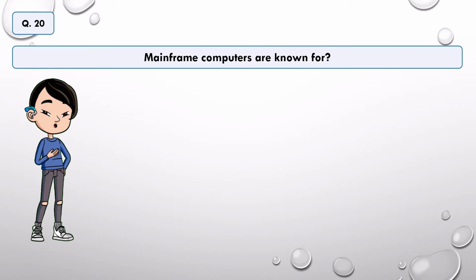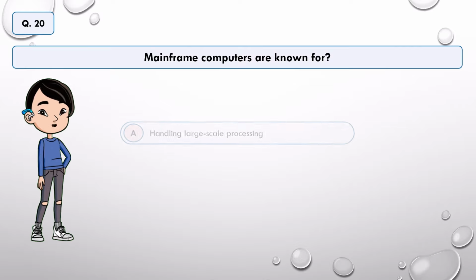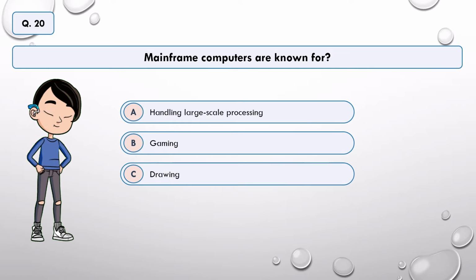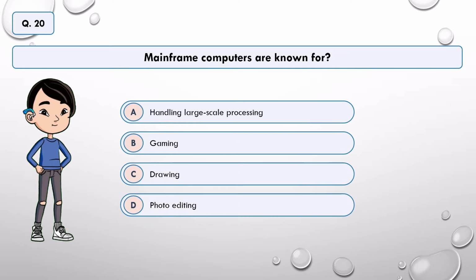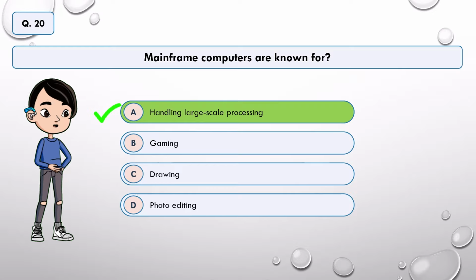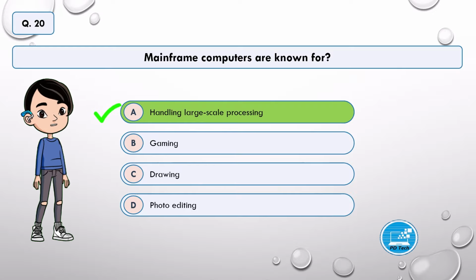Question 20. Mainframe computers are known for? Options are A. Handling large-scale processing, B. Gaming, C. Drawing, D. Photo editing. Answer is handling large-scale processing.